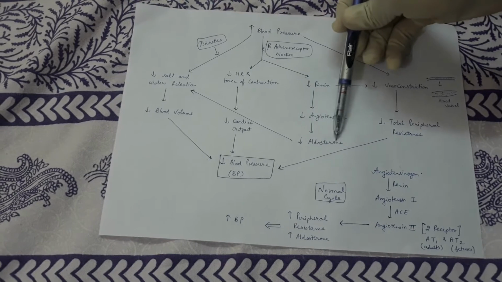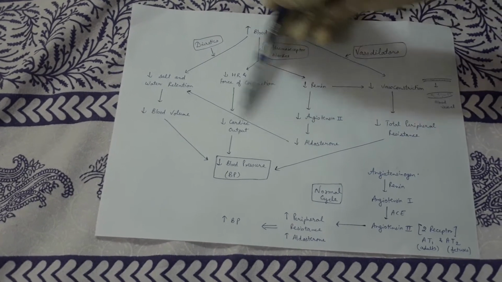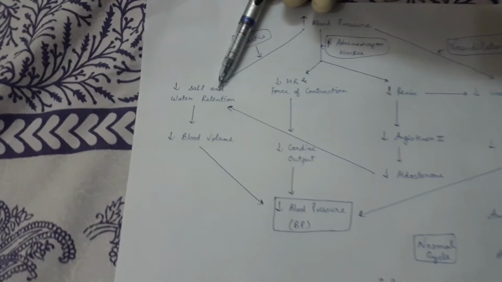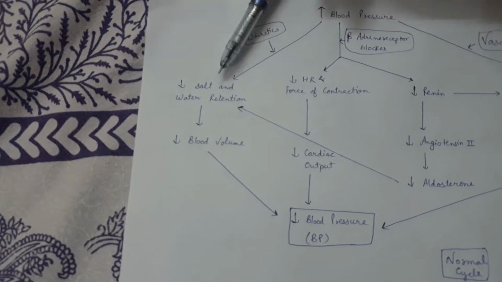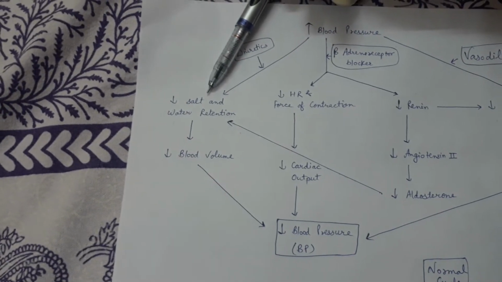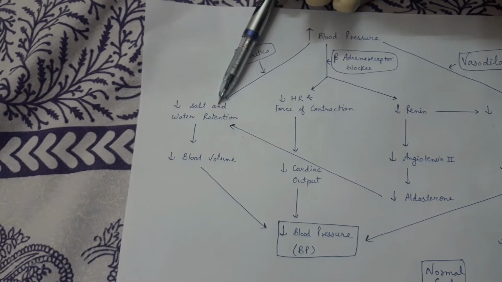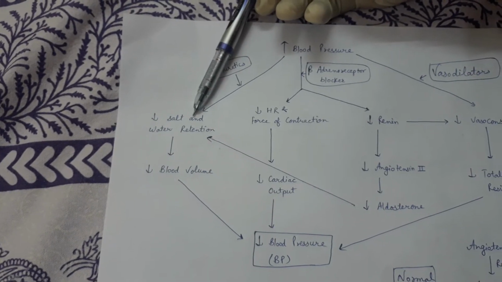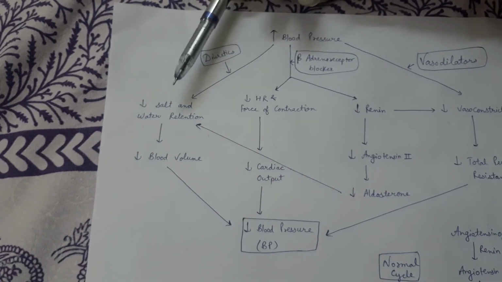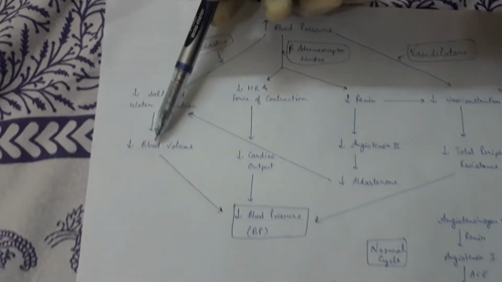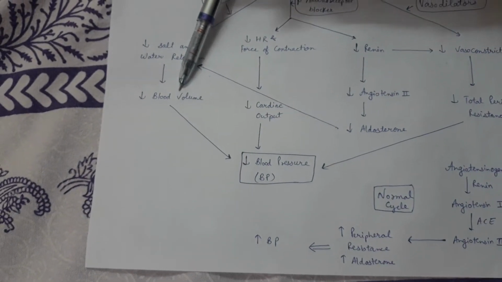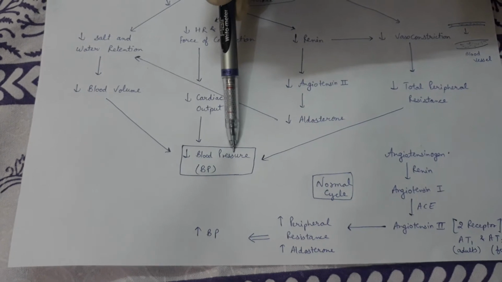This decreases the activity of aldosterone, and aldosterone causes salt and water retention, meaning the sodium or potassium ions, the salt, decrease. And again, in order to maintain the osmolarity, water always goes wherever the salt goes, so the blood volume decreases and ultimately the blood pressure decreases.